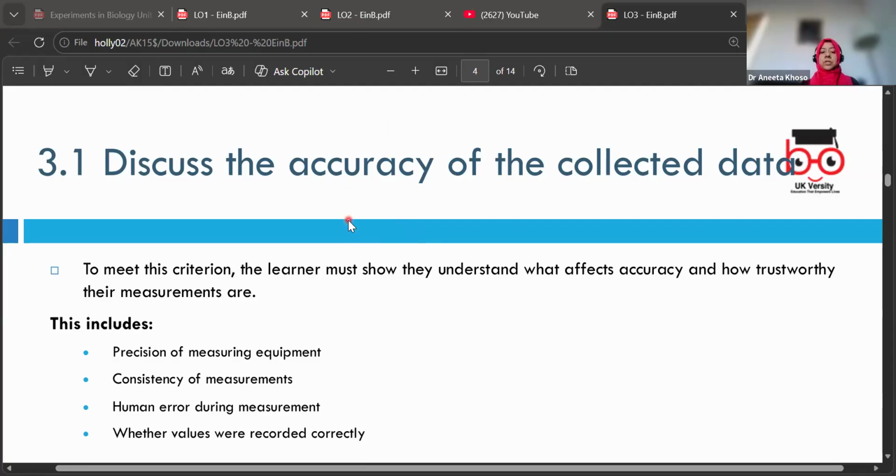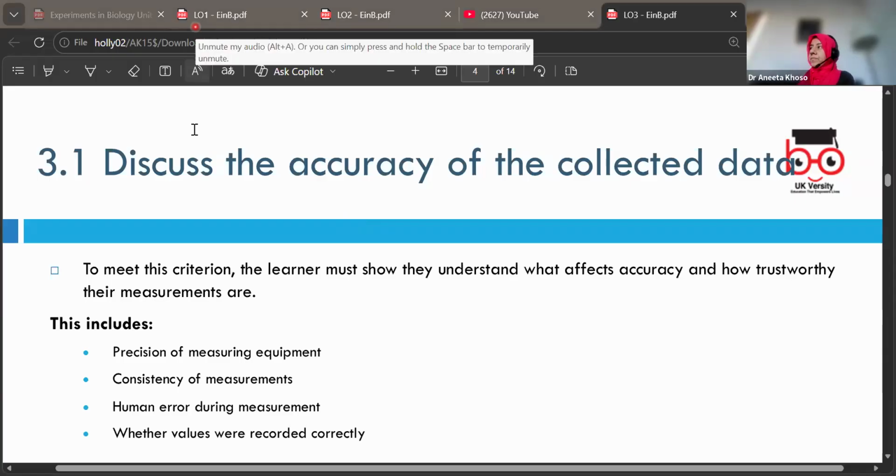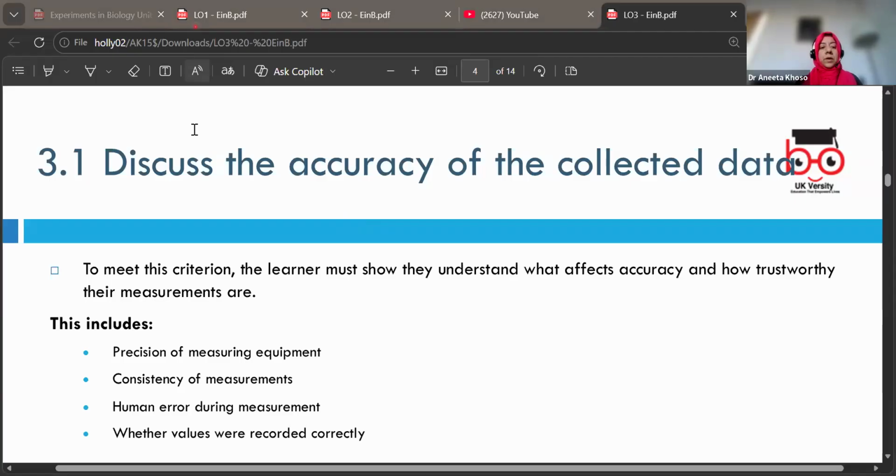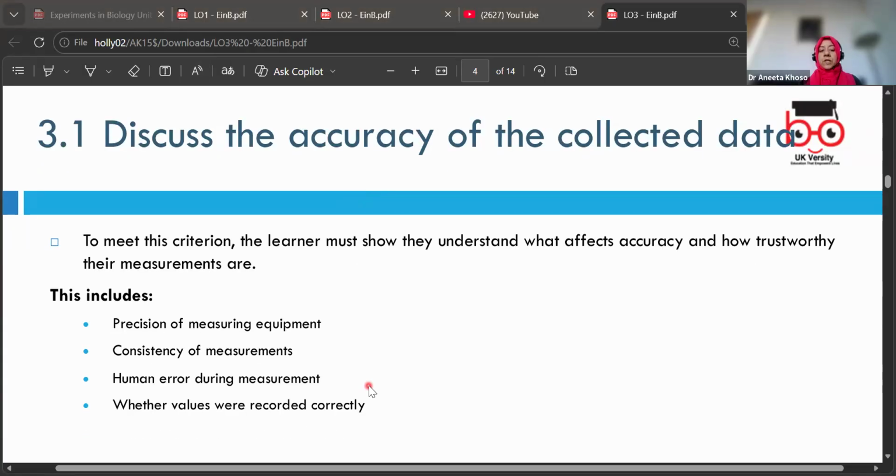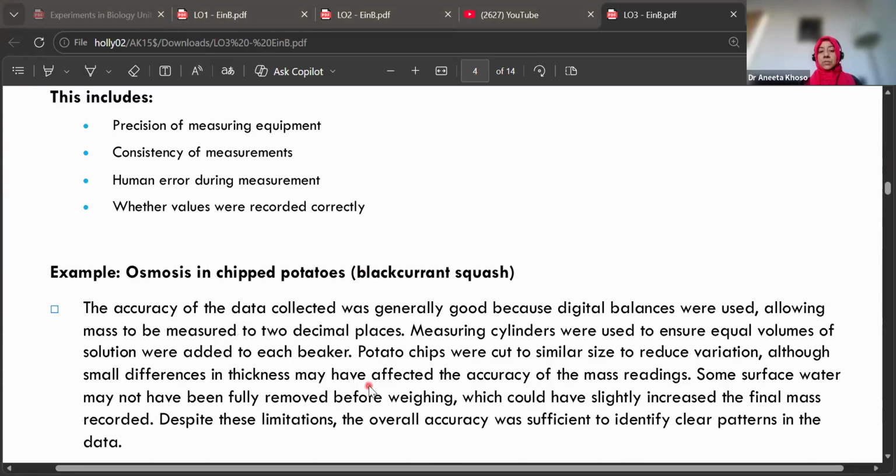Precision of measuring equipment. So in order to make it more accurate, this needs to be more precise. So the precision should be there of the measuring equipment. There should be consistency of measurements. Human error should be reduced as much as possible during measurements. Whether values were recorded correctly or not, that has to be seen.